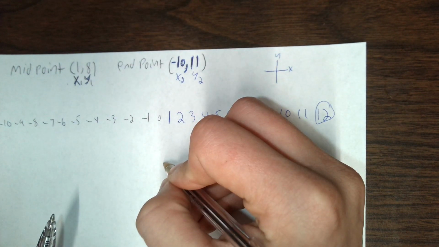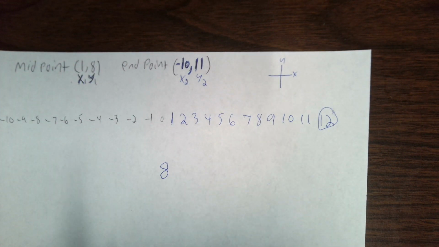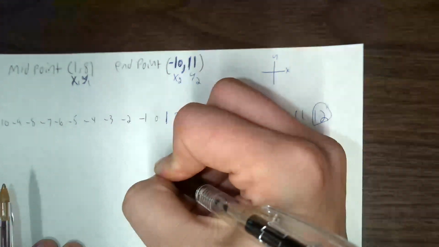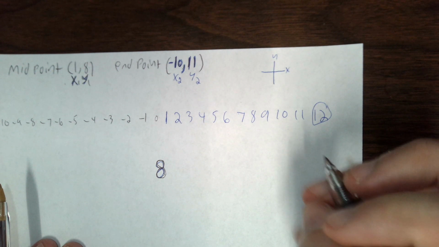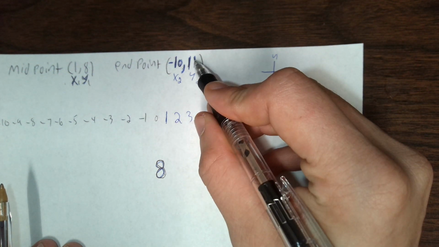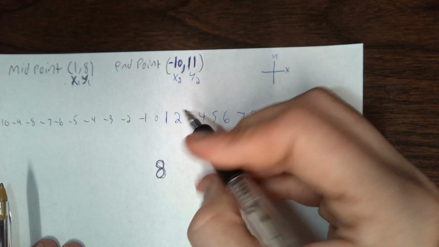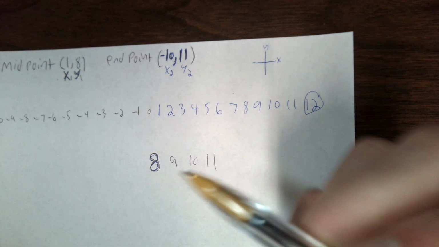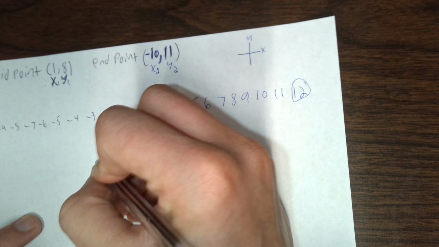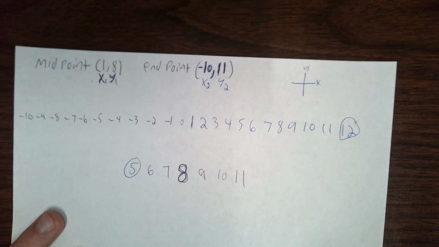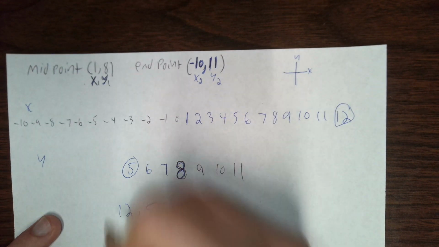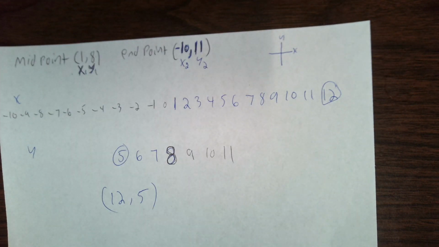Now I do the same thing with the Y value. We have Y at 8, so I'm going to start here at 8. I started at 8, and now I'm going to my Y2 value, which is 11. That's going this way on the number line: 9, 10, 11. That's only 3 numbers, so I only have to go back 3 numbers: 7, 6, 5. So my answer is going to be X first, 12, comma 5 is my other endpoint.